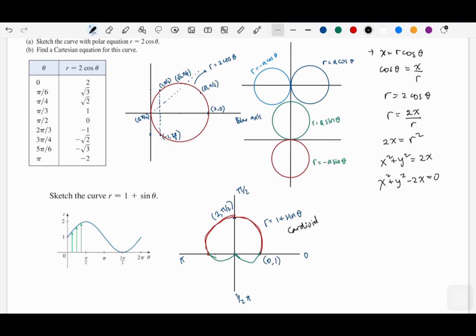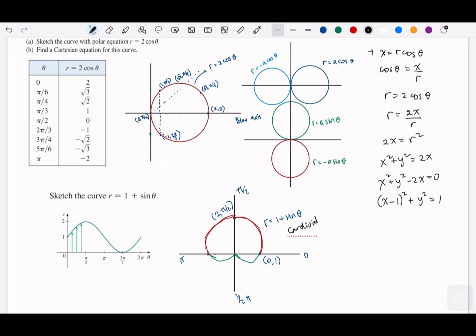Or maybe let me finish the last one here. You can write here as... okay. So, cardioid.